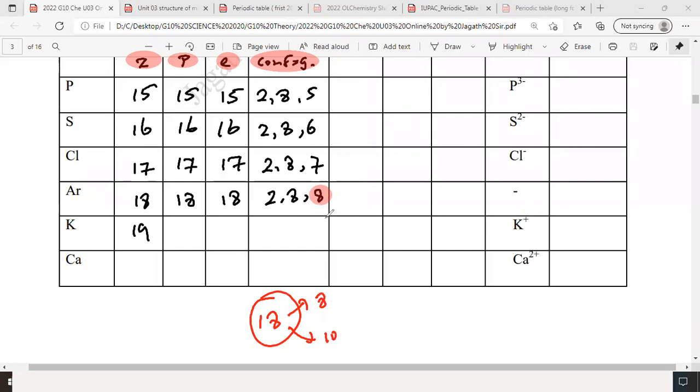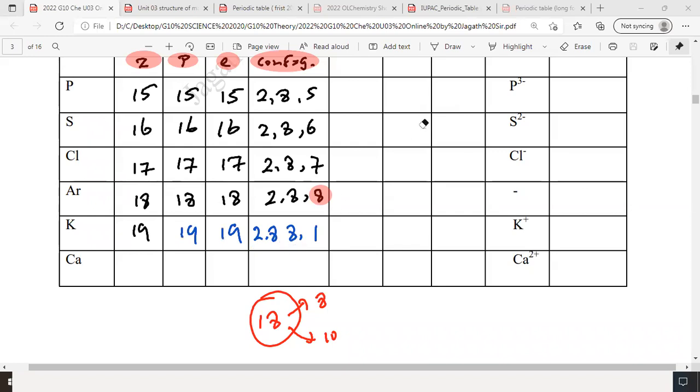The first sub energy level can accommodate 8, and then the rest goes to the next one. Therefore, we have to follow 2, 8, 8. You cannot fill more than that into the third level. Then atomic number 19, potassium, I'll write in a different color. 19 protons, 19 electrons, it becomes 2, 8, 8, 1. So this is 18 plus 1, 19. Understood?